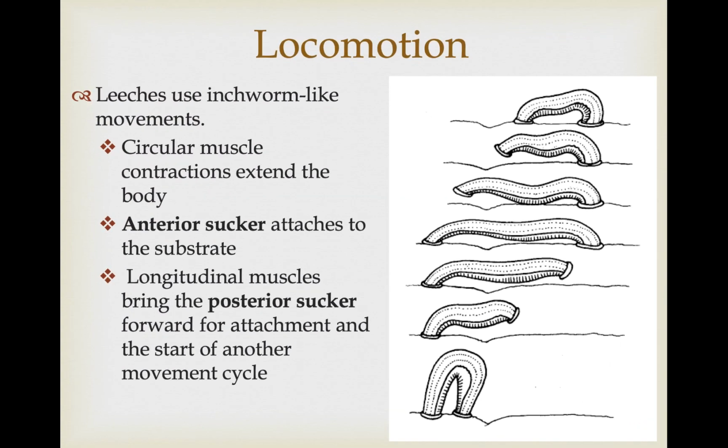One final mode of locomotion in the terrestrial environment is the inchworm-like movements that we would see in something like a leech. So circular muscles would contract that would cause the body to extend, as we see here. Then the anterior sucker would attach to the substrate, and then the longitudinal muscles would contract, causing the body to shrink, pulling the posterior sucker back into place, which would then attach to a substrate. And again, we would have circular muscles that would extend the body again, and it would just inch forward.